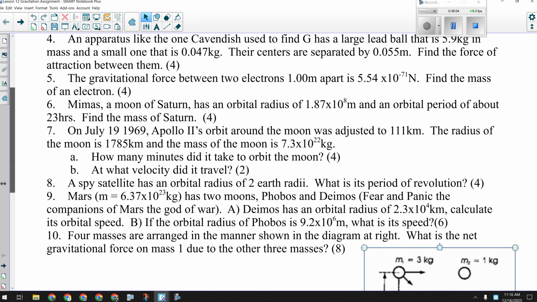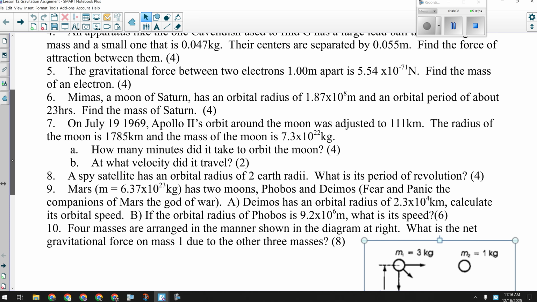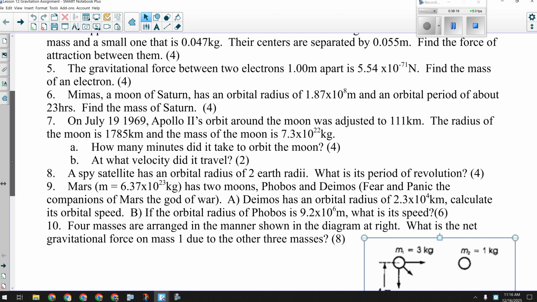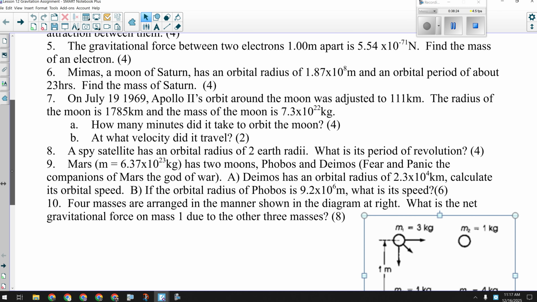Okay, for number six, Mimas is a moon of Saturn. I think it's the one that looks like the Death Star. It's got a big crater in it that makes it look like the Death Star. It has an orbital radius that you are given and an orbital period that you are given, but in hours. Remember, everything we do requires orbital period to be in seconds. You're looking for the mass of Saturn from that.